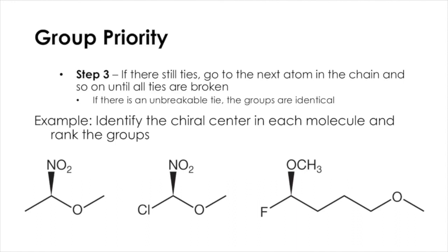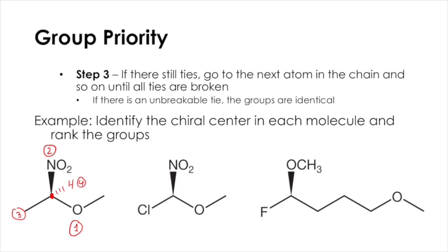So identify the chiral centers and then rank the groups. Let's look at the first one. The chiral center is the place where 4 different groups are attached. And in this case, because there's a hydrogen coming off there, this carbon has 4 different groups. It's a chiral center. And so now ranking the 4 groups, you look at the atom attached to the chiral center. So oxygen has the highest atomic number, followed by nitrogen, and then carbon, and then hydrogen, like so.